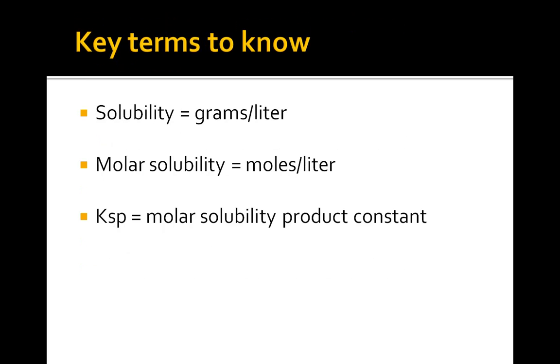Before we begin even more, these are three terms that you need to know, especially the first two here. Solubility is in grams per liter, different than molar solubility, which is moles per liter. So solubility is in grams, molar solubility is in moles per liter. And the one that you use for KSP is molar solubility. So solubility is grams, molar solubility is moles, and KSP is based off of molar solubility.